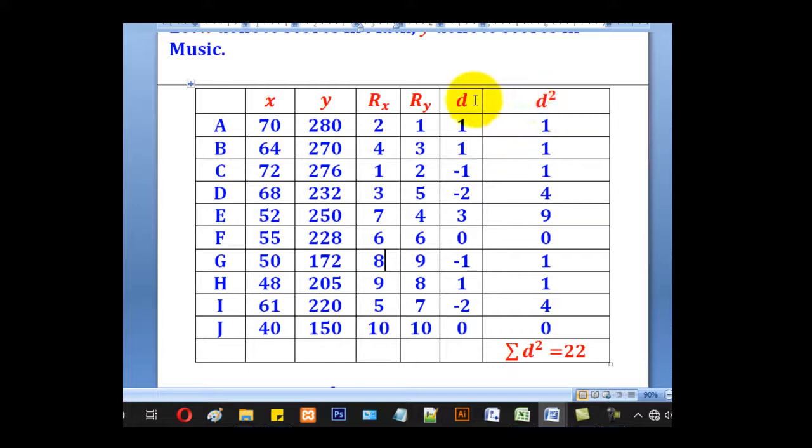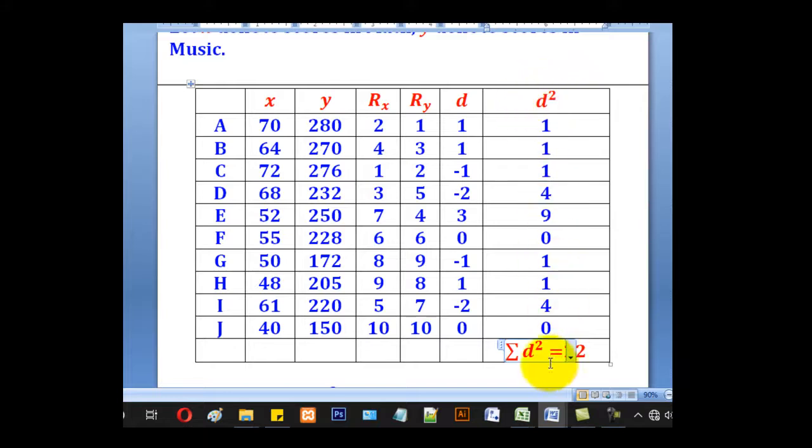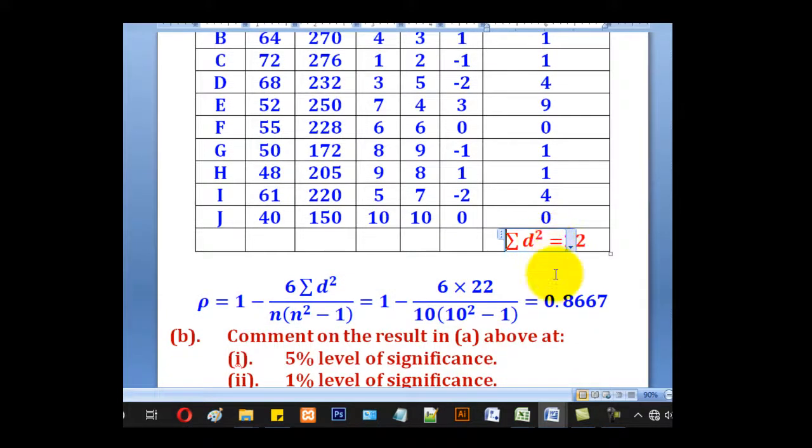Now d squared: you are going to square each of these values and put them in this column. So 1 squared gives 1, 1 squared gives 1, negative 1 squared is 1, negative 2 squared is 4, 3 squared is 9, 0 squared is 0, negative 1 squared is 1, 1 squared is 1, negative 2 squared is 4, 0 squared is 0. When we add all these values, their sum is equal to 22. That is called the summation of d squared. So our summation of d squared is 22.